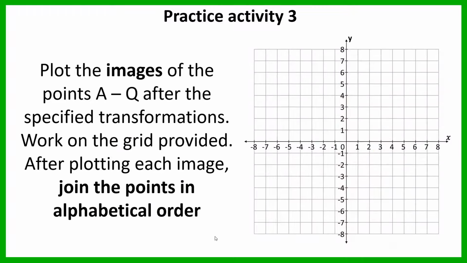In this activity, you're going to plot the images of points A to Q after the specified transformations, working on the grid provided. So if you've got the worksheet that goes with this lesson, then you can just use the one that's provided. Otherwise, you can take a quick screenshot and print out the grid that I've got on the screen here. After you've plotted each image, you're going to join the points in alphabetical order. So it's kind of going to be like dot to dot, except that you have to first find out where the points are before you can join them up. Okay, so let's go and look at the points and their transformations.